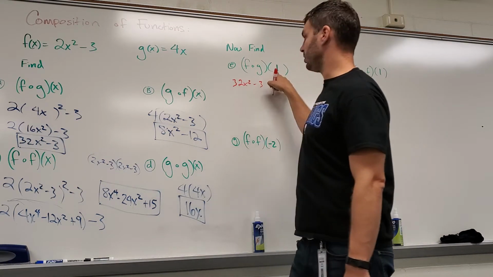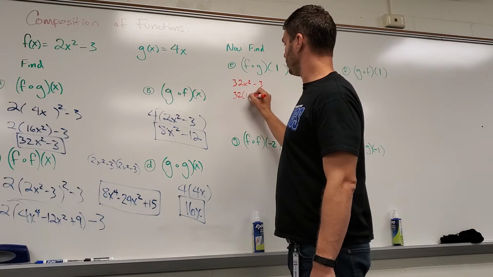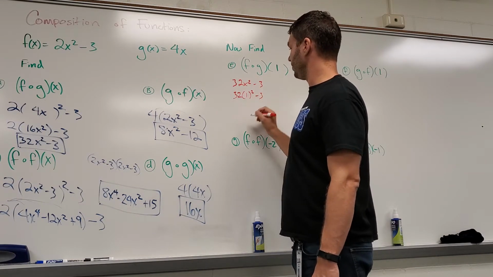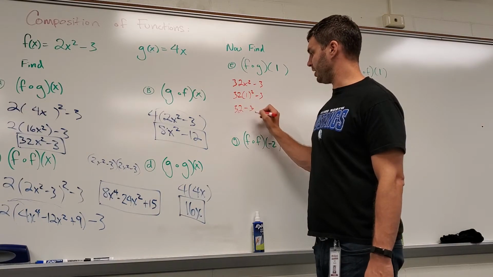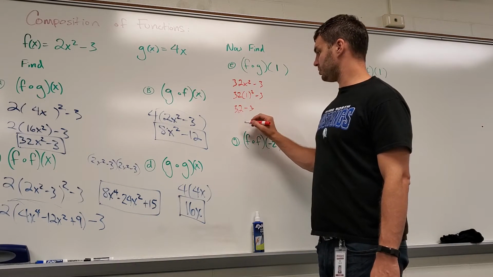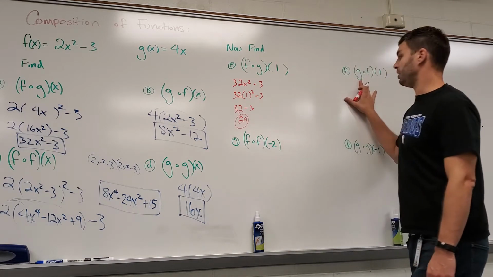So now I can just plug in 1 for x. And I know if I do that, 32 times 1 squared minus 3. 1 squared is 1. 1 times 32 is still 32. 32 minus 3 is 29. Okay.